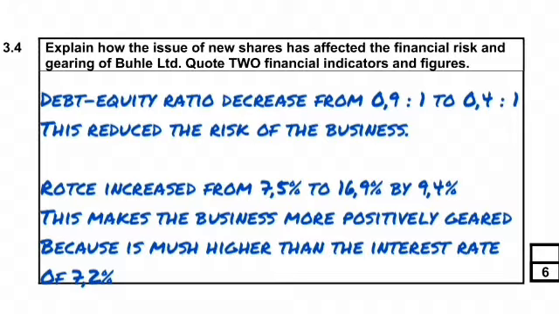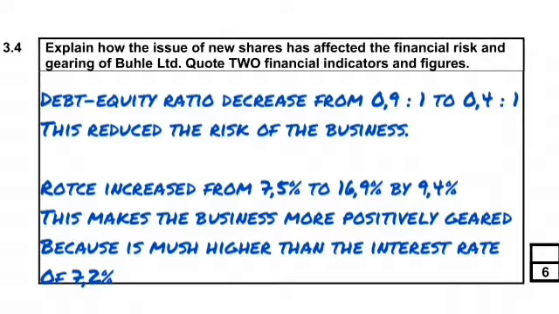Now you can see that it decreased. It used to be 0.9, now it's 0.4. This reduced the risk of the business. So why are we saying that it reduced the risk of the business? We are saying we want debt equity ratio to be low. Why do we want it to be low? We want the debt to be low. So you see in the debt equity, so the 0.4 represents the debt, the 1 represents the equity. So it used to be 0.9, now it's 0.4. It went down, so that is good.